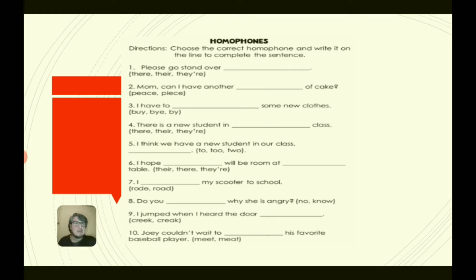Exercise number 2. Mom, can I have another piece of cake or peace of cake? Which one do you think it is? Yes, exactly. Piece, this one, number 2. Number 3, I have some new clothes. I have to buy, or I have to by. Homophones, absolutely the same sound. I have to buy, or by some new clothes. Number 1, right, I have to buy some new clothes.